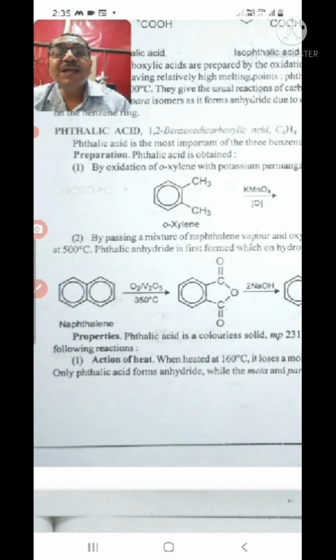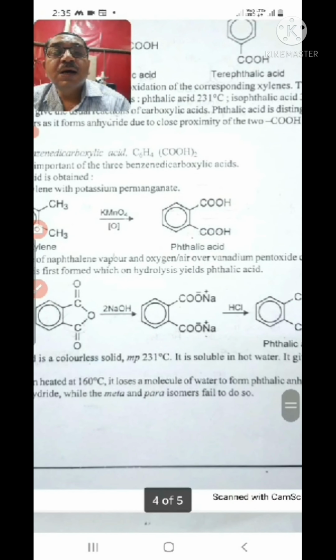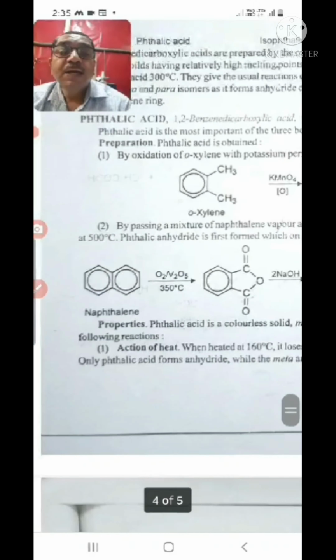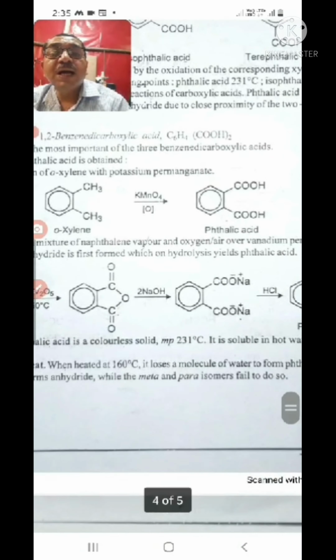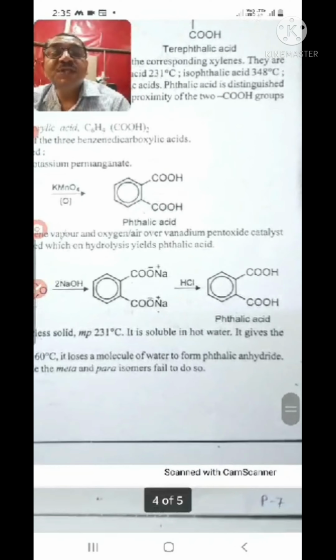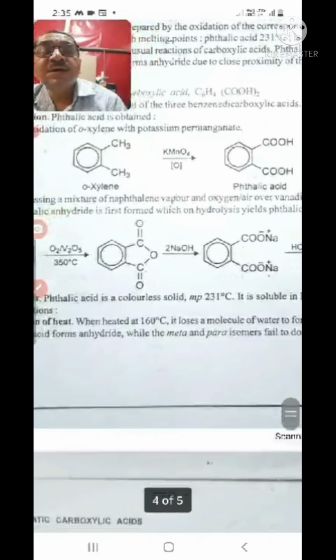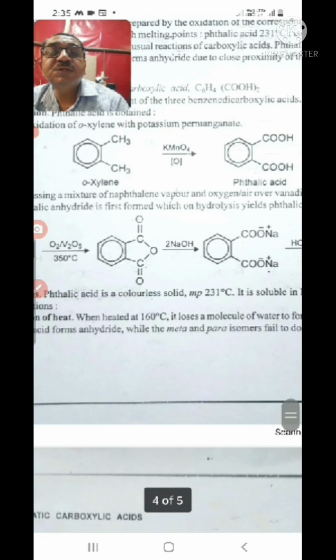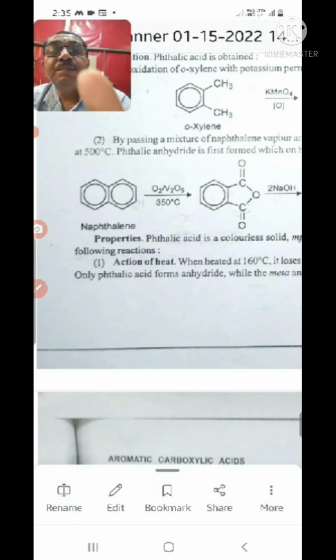When naphthalene vapor and oxygen or air over vanadium pentoxide catalyst at 500 degrees centigrade is used, phthalic anhydride is first formed, which on hydrolysis yields phthalic acid. Means there are two methods of preparations where oxidation process is carried out for the preparation of phthalic acid. Now consider the properties part.